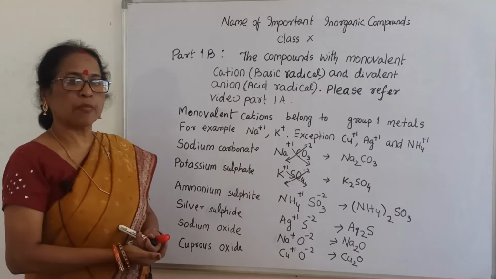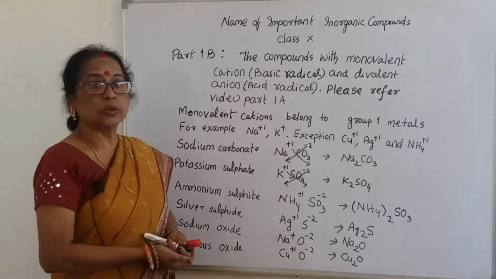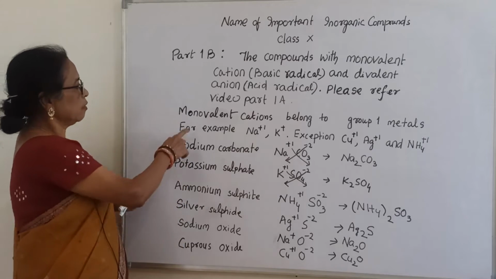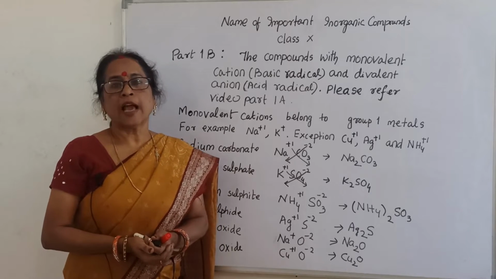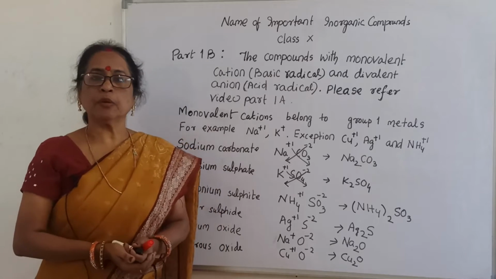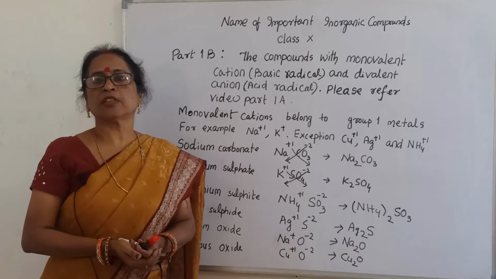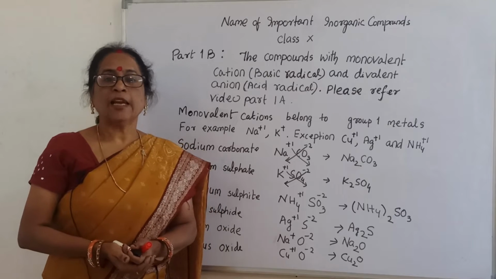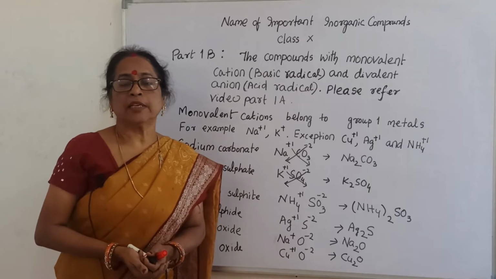Now you will see cation having +1 charge and anion having -2 charge, because I told you the divalent anion is also called acid radical. First, you see monovalent cations belong to group 1. In part 1a I explained the elements in group 1. How many groups are there? 18 groups. In group 1 all the elements have +1 charge, that is valency 1. If the elements of group 1 have valency 1, that is a monovalent cation, +1.